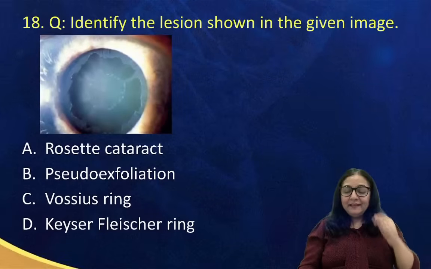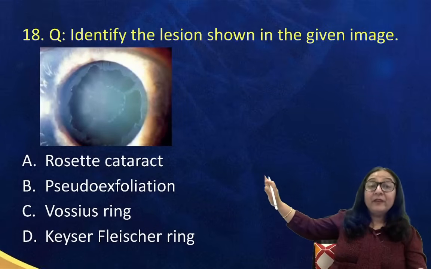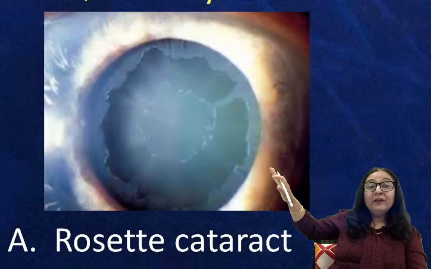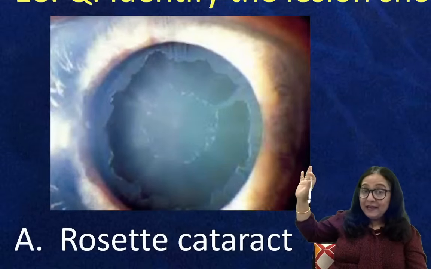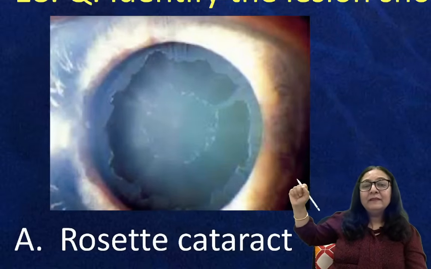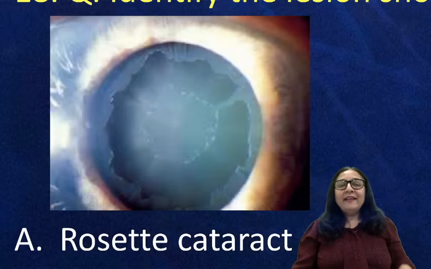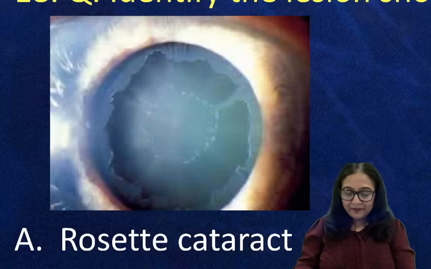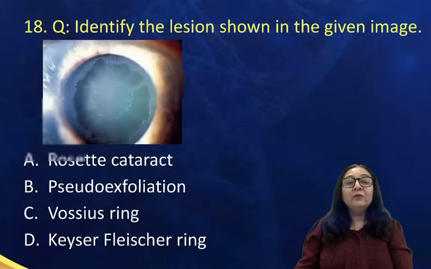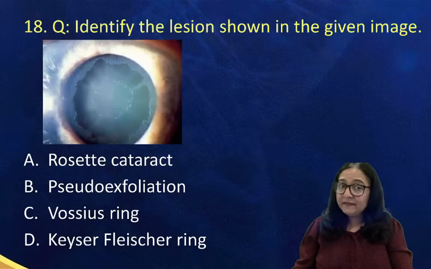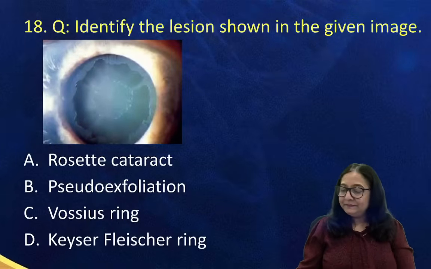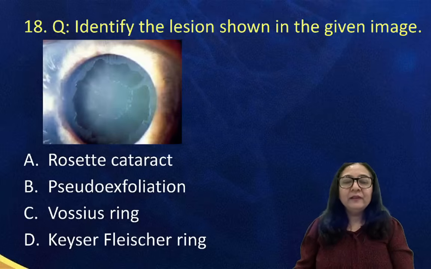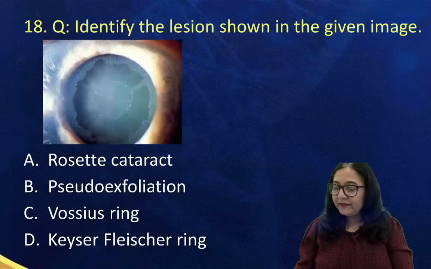Coming to the next question. Identify the lesion shown in the given image. An image-based question for you. This is your slit lamp image, and the findings are on the lens. You are seeing whitish, dandruff-like deposits on the lens surface here. So what is your diagnosis? The choices are rosette cataract, pseudoexfoliation, Vossius ring, Kayser-Fleischer ring. A simple question for all of you. What is your choice?